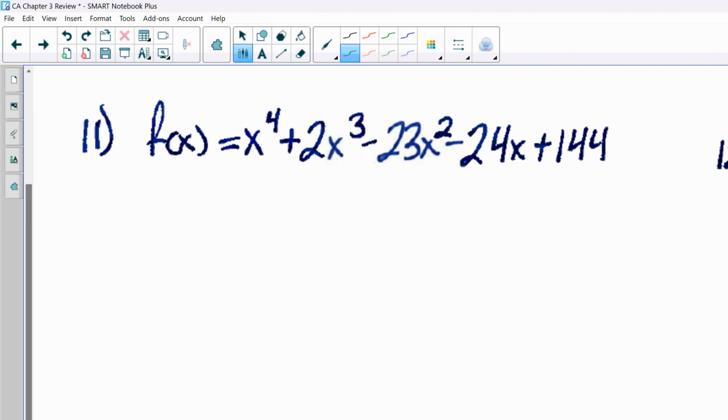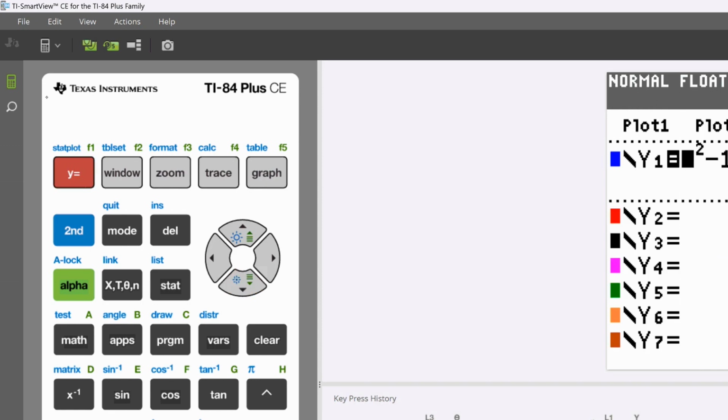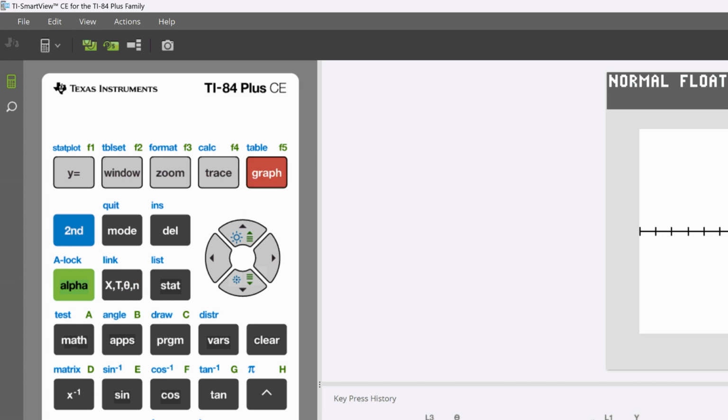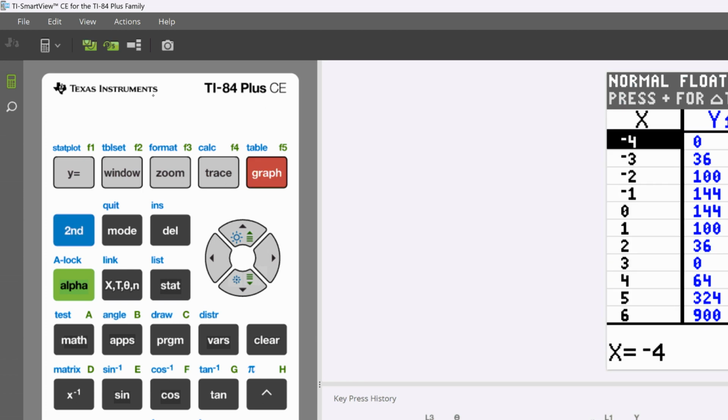So, x to the 4th. Austin, if you'll read that off to me. Graph. Okay, so we do see two spots where it crosses your x-axis, or at least hits it, yes? Let me say second table. So -4 and 3.